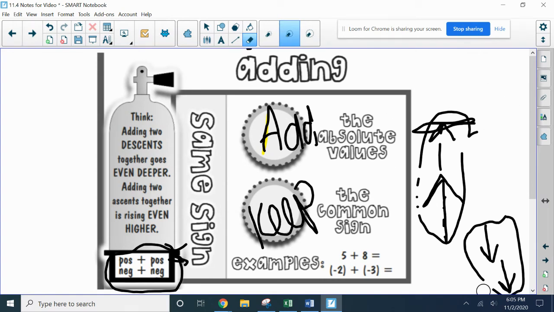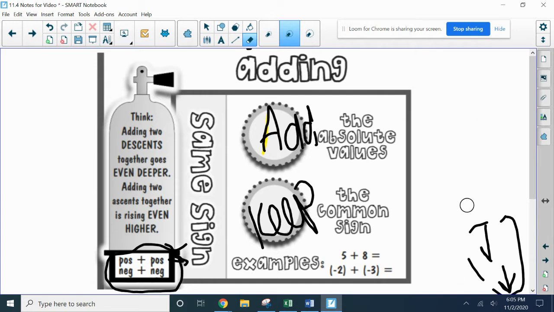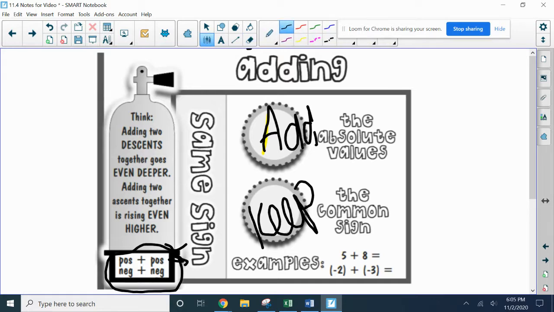So, for example, positive 5 and positive 8, you'd just add them like they have no signs. 5 and 8 give me 13. Because they're both positive, it's going to become a greater positive, so 13. Same thing with negative 2 and negative 3. We're going to ignore the signs. We know 2 plus 3 is 5. Because they're both negative, it's going to be a negative 5.